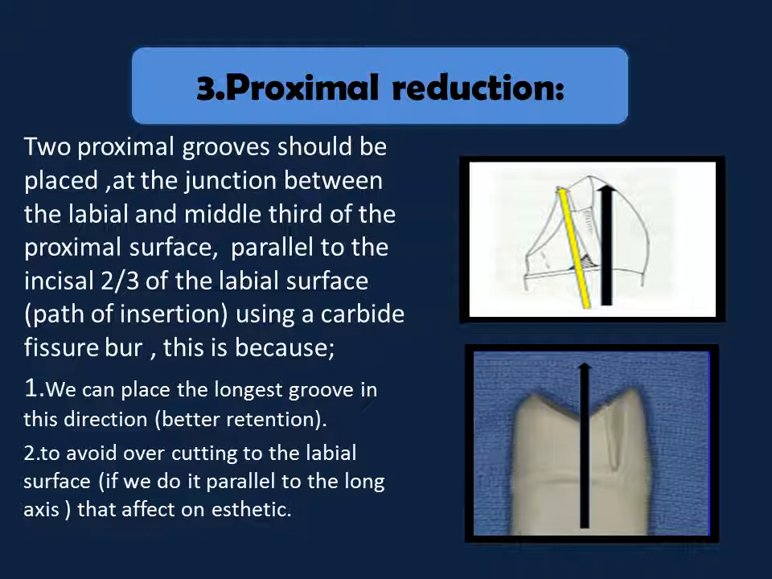After that, we do proximal reduction, similar to the full veneer crown. Besides, two proximal grooves should be placed at the junction between the labial and middle third of the proximal surface, and these proximal grooves should be parallel to the incisal two-thirds of the labial surface, not parallel to the long axis of the tooth, using a carbide fissure bur. This is because we can place the longest groove in this direction for better retention and to avoid overcutting the labial surface, which would happen if we did it parallel to the long axis of the tooth. That may affect the esthetics.